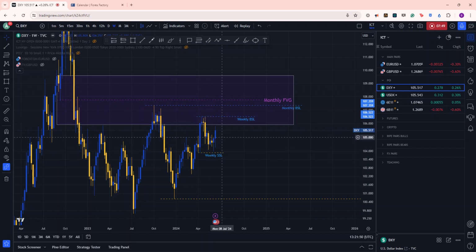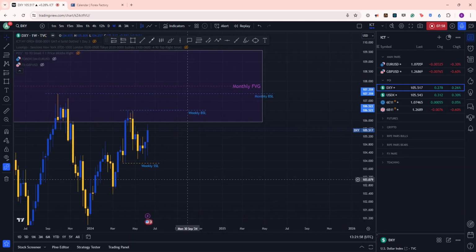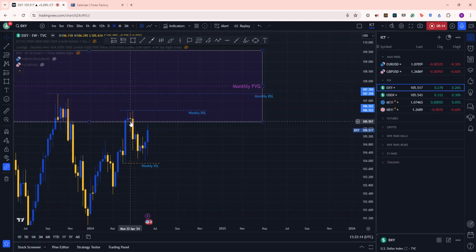We had that pullback, and once I saw how price was reacting here, I had a class, and in the class, I explained how I was looking at how price was reacting over here, between this and this. You can see how price taps in, rejects, taps in, rejects. So I was telling everyone in that particular class that I suspect that price is not going to go for the sell side liquidity as we would expect.